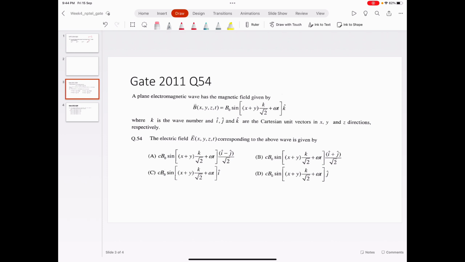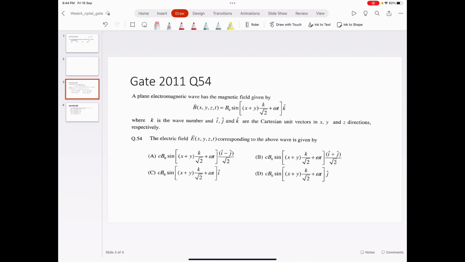So this is the question which is there in GATE 2011 physics paper. This is question number 54. This is actually one of the parts of this particular information which is given. Another part is there, but I am solving only this particular question number 54.